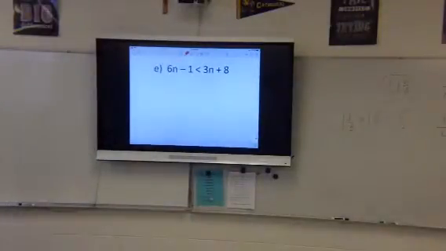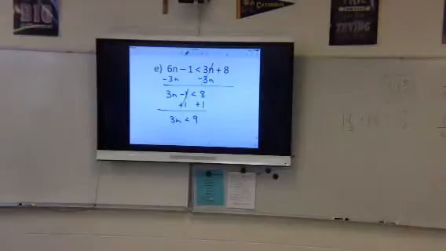Janie, what are we going to do on this one first? Combine. Okay, how? 6 and minus 3. Okay, so she wants to subtract 3n from both sides. So that cancels. So 3n minus 1 is less than 8. Okay. All right. Jillian, what are we going to do now? Plus 1 to the other side. Very good. So plus the 1 over. So 3n less than 9.